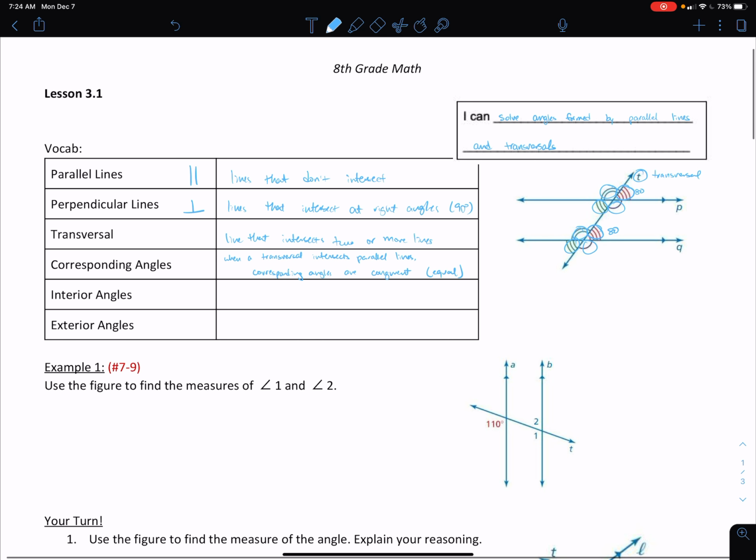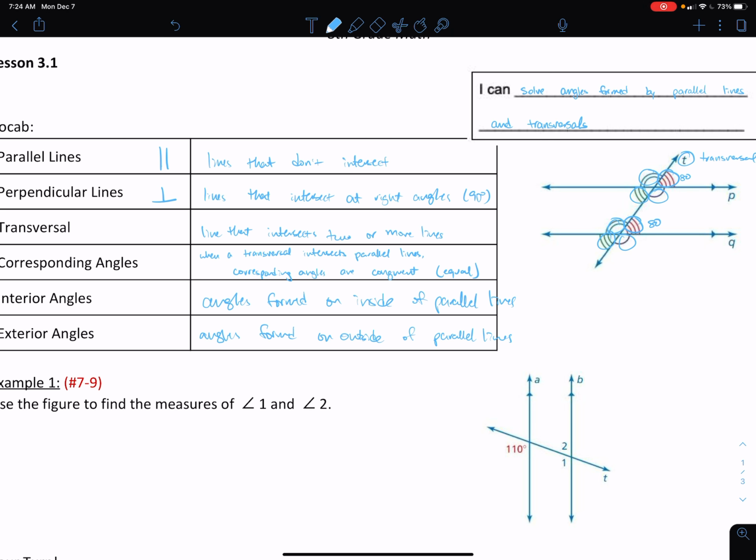Okay? Interior angles are angles formed inside of parallel lines. And exterior angles, you guessed it, are angles formed outside of parallel lines. I know that was a lot of vocab, a lot of writing, so hopefully you pause this video at any point or rewind it and catch up, which is what you're expected to do.